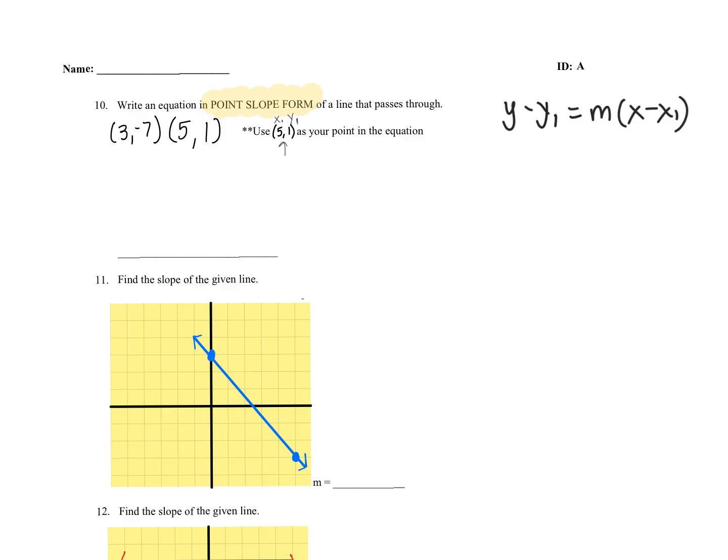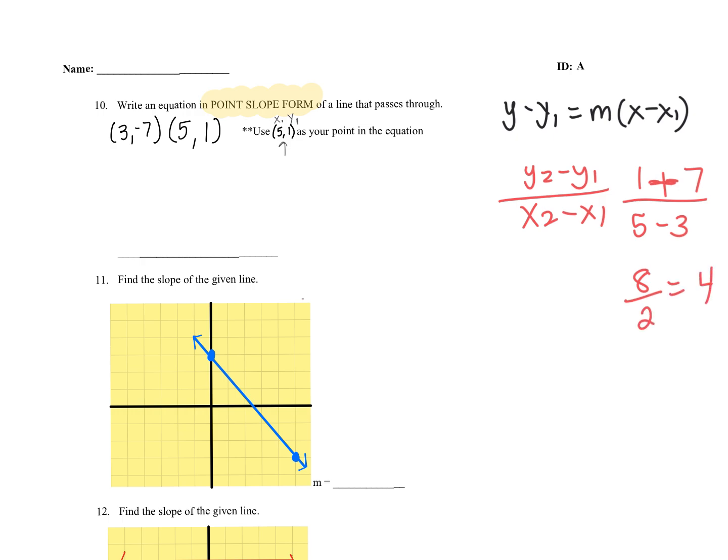The slope. So my y2 minus y1, we keep doing the same thing over and over again. It's super important. So my y2 is 1, minus my y1, which is negative 7. I'm sorry, I did that wrong. y2 is 1. y1 is negative 7. And then my x2 is 5 minus my x1 is 3. This turns into a plus. So I get 8 over 5 minus 3, which is 2. 8 divided by 2 is 4. So my slope is 4, right?